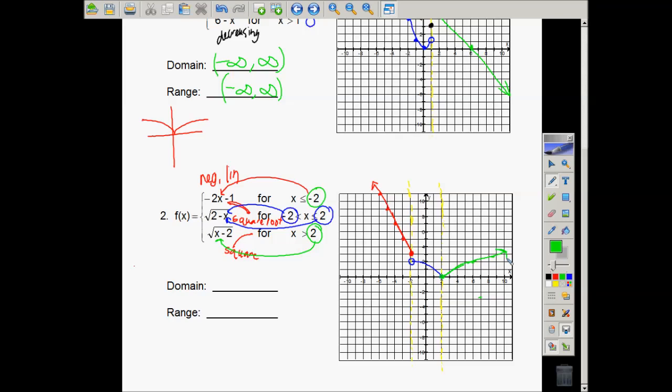All right. So my domain would be all real numbers. What about my range though? 0 to infinity. And I have a value at 0, right? Okay, got it.